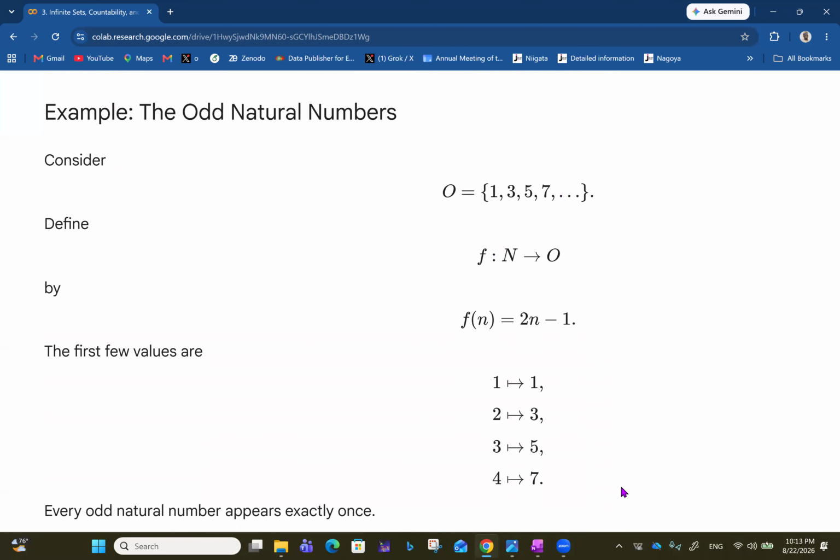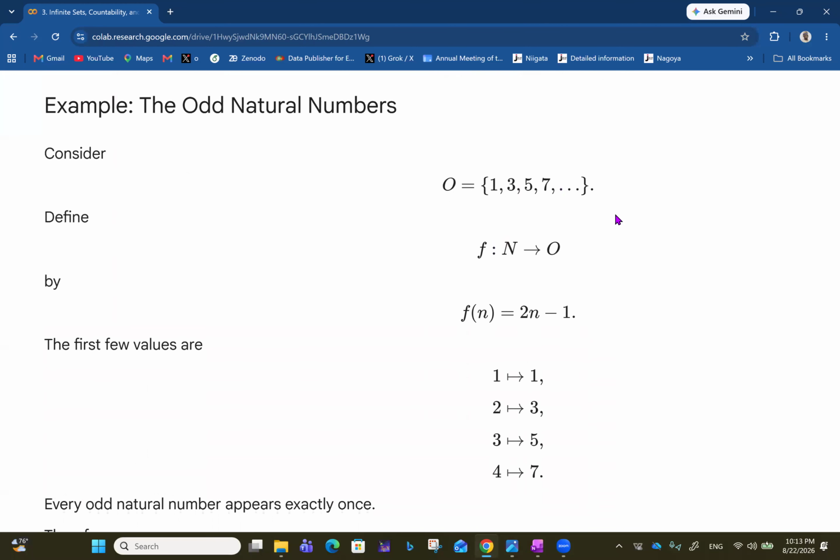Then we talk about the odd natural numbers. So consider the odd numbers 1, 3, 5, 7, and so on. Then define a set of natural numbers that's 1, 2, 3, 4, 5, 6, 7, and so on.